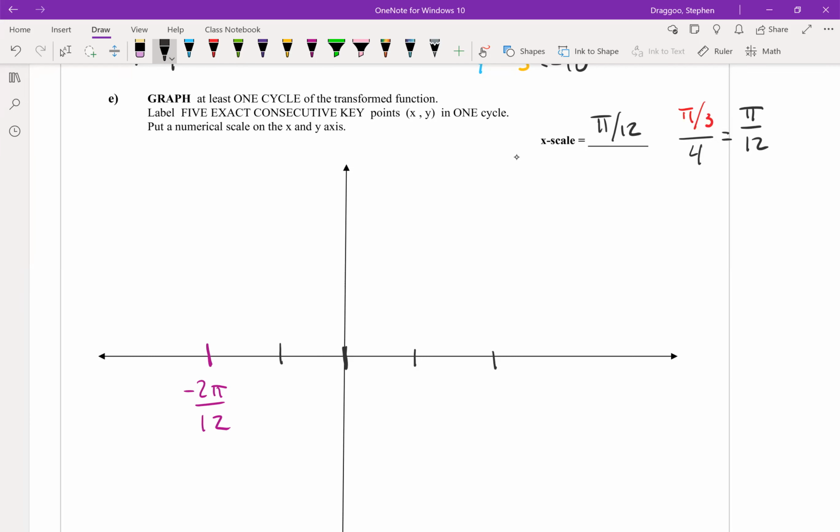And then count forward by our x scale. This next one would be negative 1 pi over 12. Add pi over 12 again to get 0 pi over 12. And then positive 1 pi over 12. And then 2 pi over 12. So that should be my x scale.